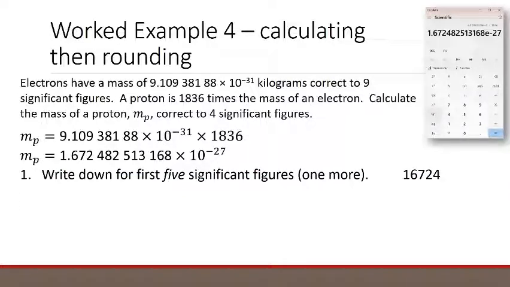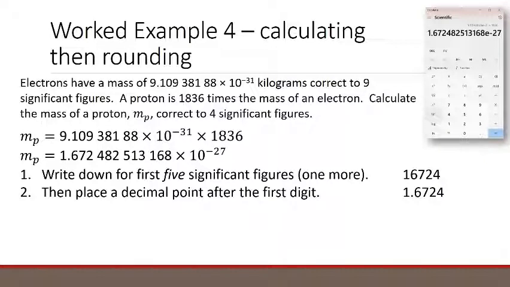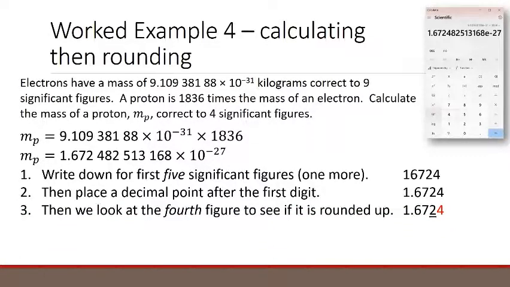So first of all, we write down the first 5 significant figures. That's one more than we need. 1, 6, 7, 2, 4. And then place a decimal point after the first digit, 1.6724. And then we look at the 5th figure to see if it needs to be rounded up. Remember, if it's 5 or above, we round up, otherwise we leave it the way it is. In this case, 4 is lower than 5, and so we leave the 2 just as it is.